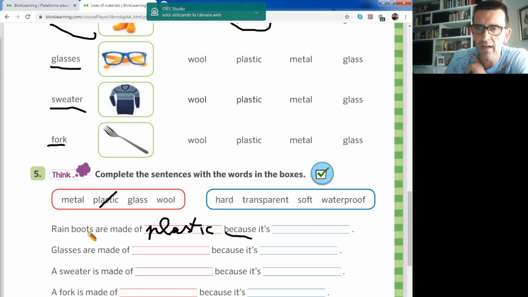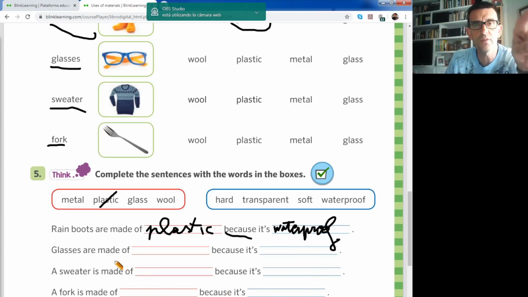Because, esto significa porque. Las botas de agua están hechas de plástico porque, because it's hard, porque son duras, because it's transparent, porque son transparentes, because it's soft, porque son blanditas, o because it's waterproof, porque son impermeables. Yes, because it's waterproof. Waterproof. And that's a fantastic answer. Yes or no? Because it's waterproof. Here you are. Come on, let's go. And now you stop the video and here you have the information. You complete the sentences, okay? Stop and write. Come on.